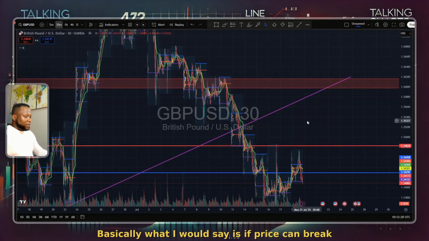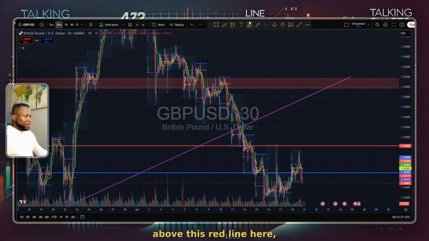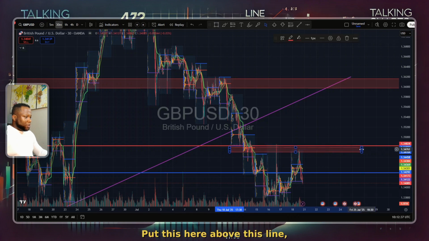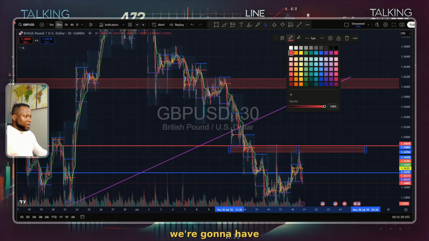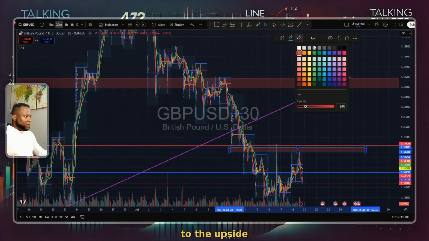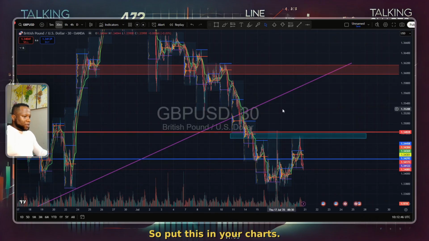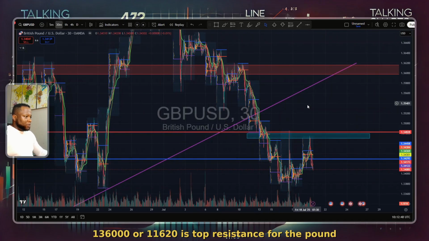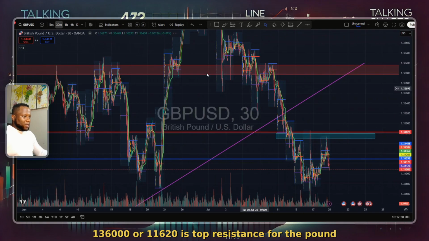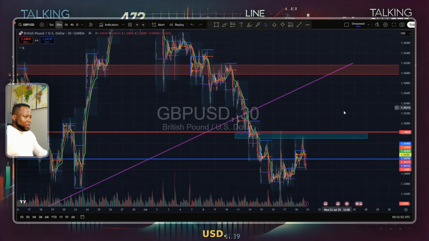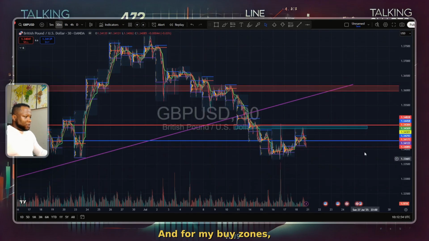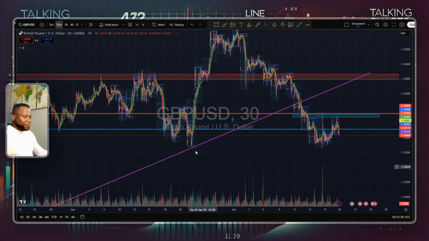Basically, if price can break above this red line here, we're going to have a move to the upside to this resistance here. So put this in your charts: 136.000 or 136.20 is top resistance for the pound USD. And for my buy zones, I'm looking at this support here.